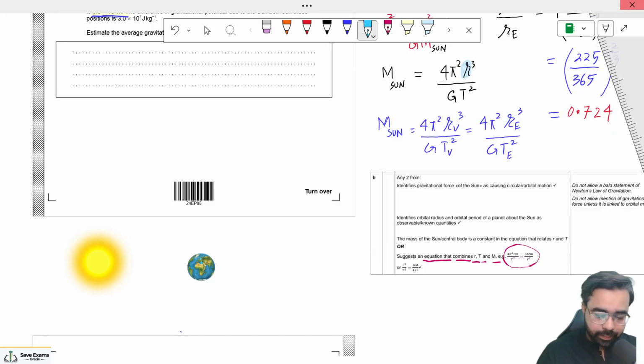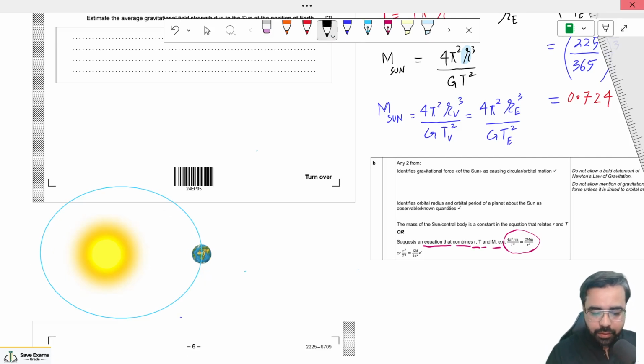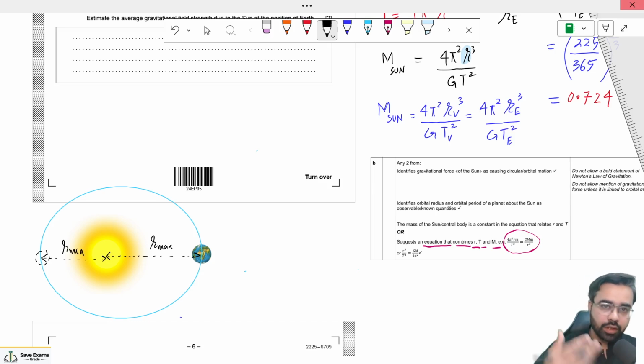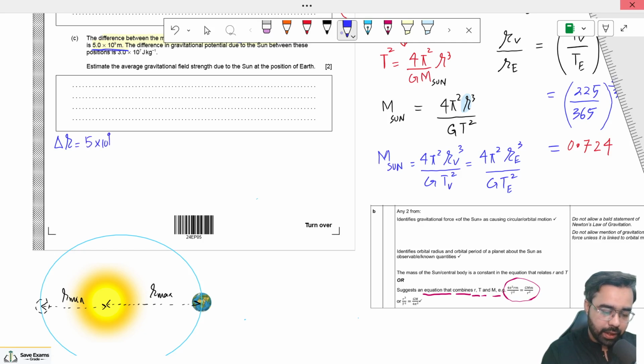So dear students, just imagine, although it's not that elliptical, I think now this is a better diagram. If I find this distance, let's say this is r max, and when the Earth is right at this point, this distance is r minimum. So force of gravity also varies proportionally, right? In this question they say the difference of these two distances, delta r, is 5 times 10 to the power 9 meters.